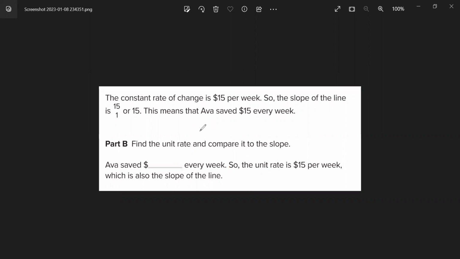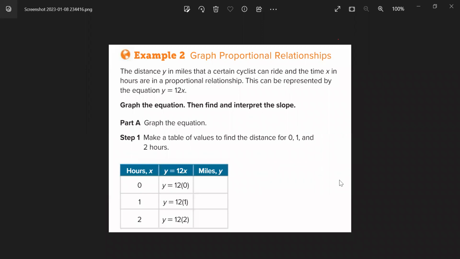In part B, it says find the unit rate and compare it to the slope. Ava saved how much per week? $15 a week, every week. So that unit rate, 15 per week, is also the slope of the line. So now we can see the connection. The slope and the unit rate are the same thing.